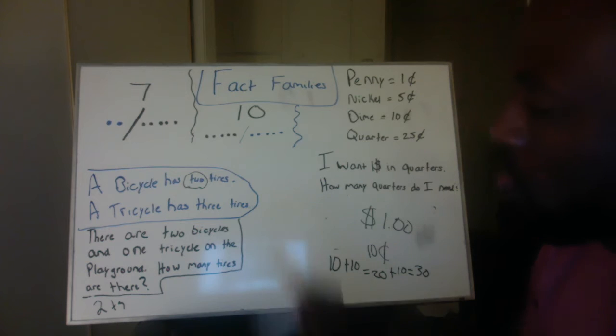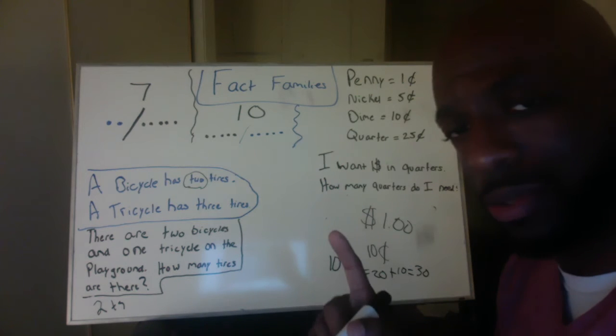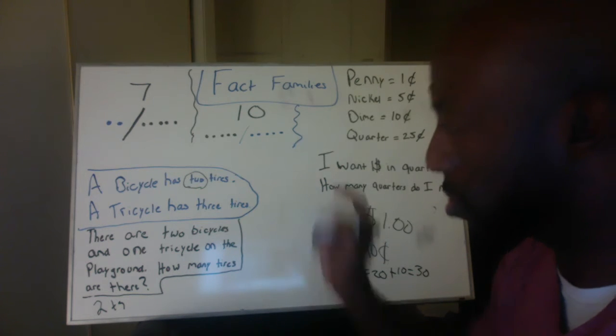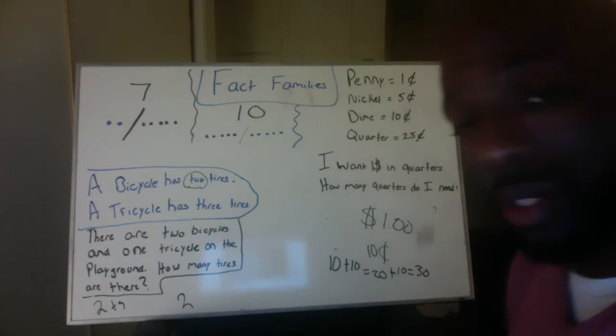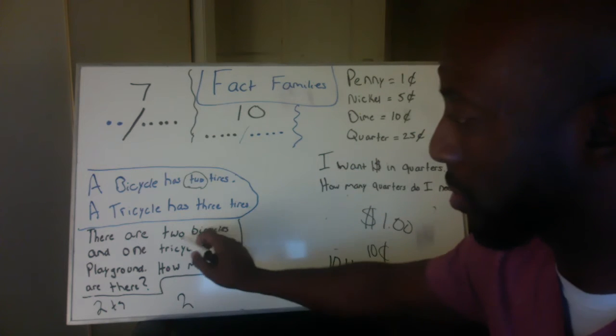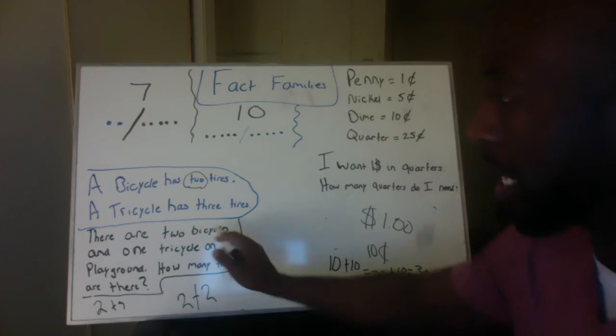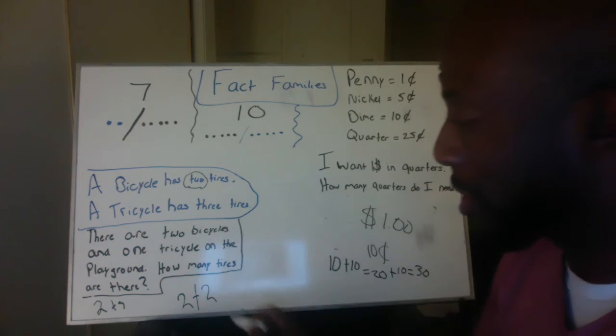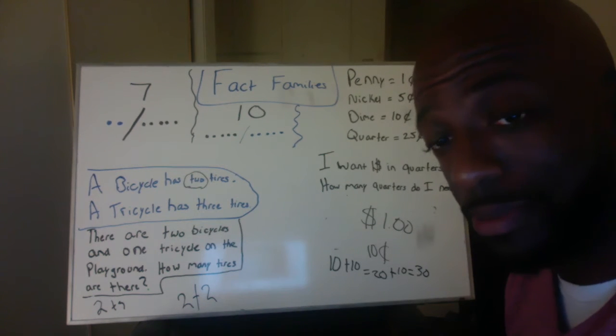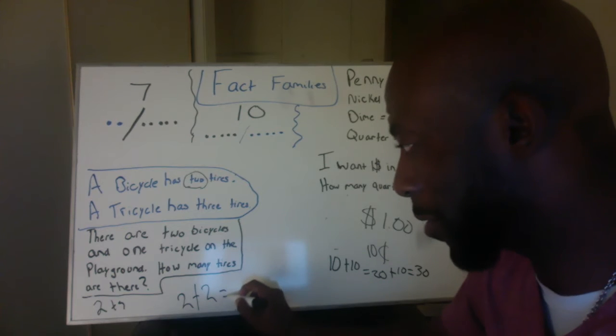Okay, so there's 2 bicycles. But guess what? A bicycle has 2 tires. So we're going to write it here. 2. But there's 2 bicycles. So we add another 2. So now we have both bicycles covered. All right. There's 2 plus 2. What is 2 plus 2? If you said 4, you are correct.